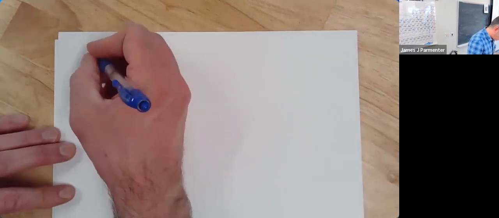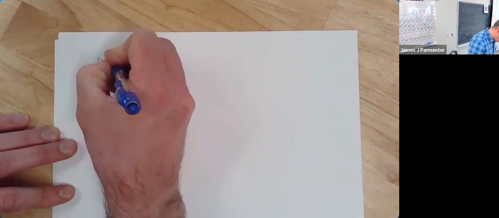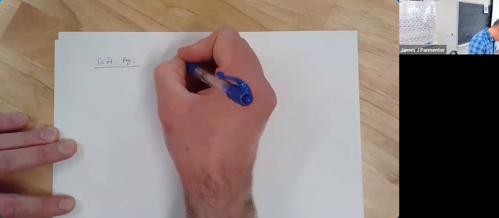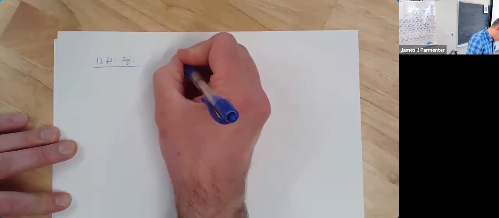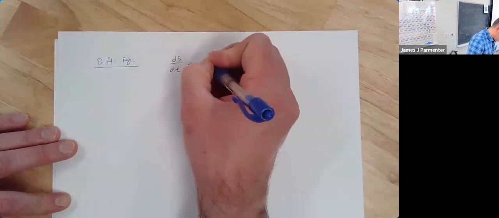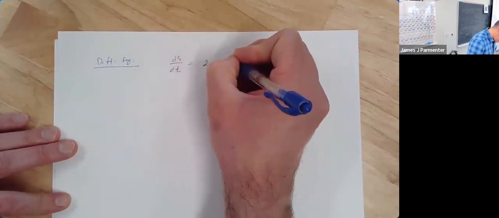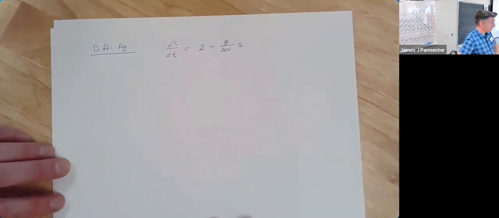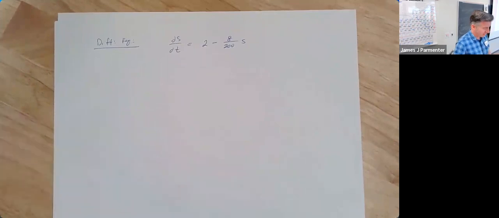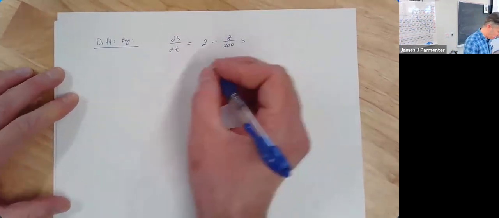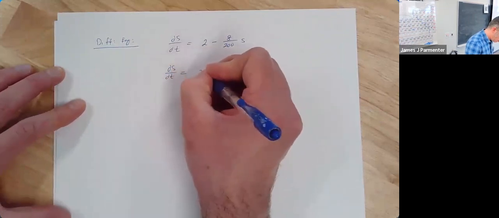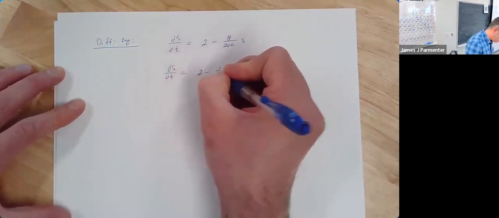So let's look back at our differential equation. Before I brought everything to one side, I had ds/dt equal to 2 minus 8 over 200 s. If I was going to try and solve this using separation of variables, before I did anything, I would definitely reduce this fraction. So I would rewrite it as ds/dt equal to 2 minus 1 over 25 s.